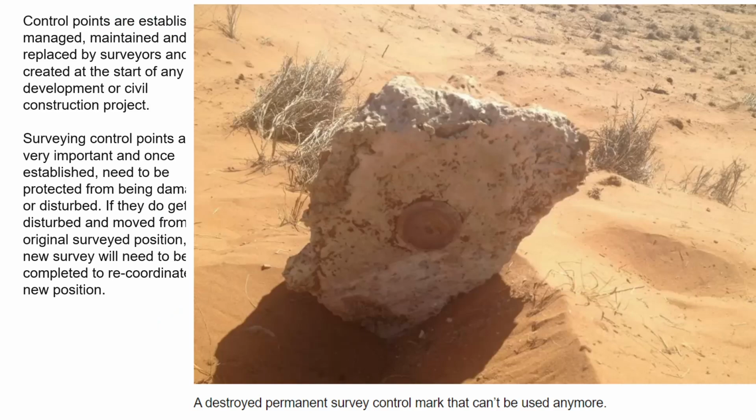Control points are established, managed, maintained, and replaced by surveyors and created at the start of any development of civil construction project. Surveying control points are very important, and once established need to be protected from being damaged or disrupted. If they do get disrupted and moved from original surveyed position, new survey will need to be completed to re-coordinate new position. Here you can see in the picture destroyed permanent survey control mark that cannot be used anymore.